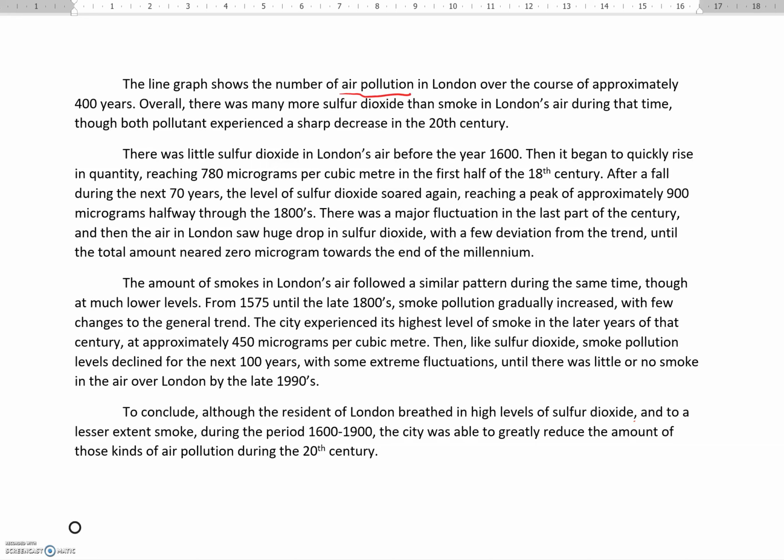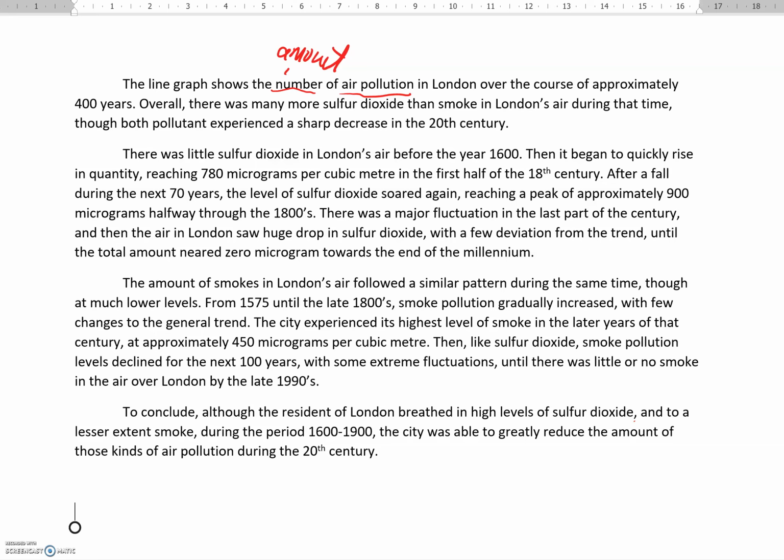So air pollution is non-count, but the expression the number of is used with count nouns. So in fact, we should use the amount of air pollution. Amount is used with non-count nouns. Okay, so the amount of air pollution in London over the course of approximately 400 years.